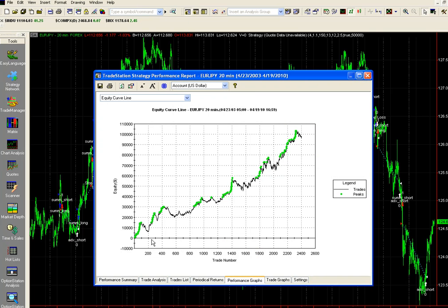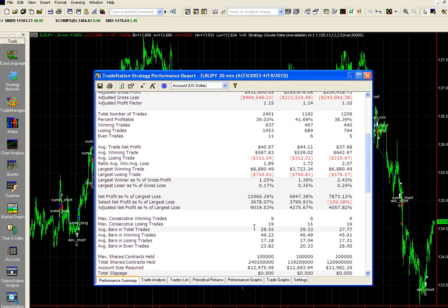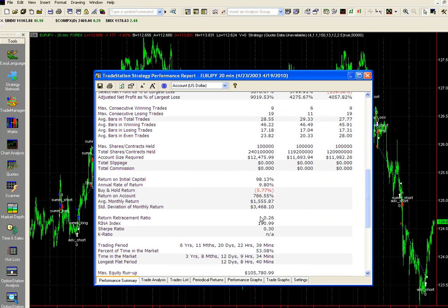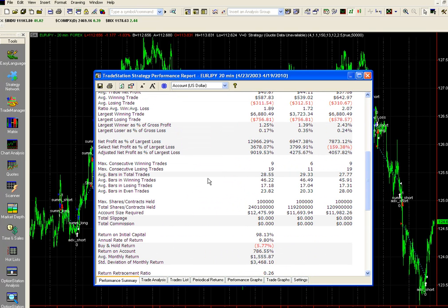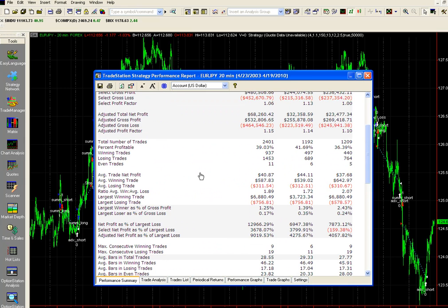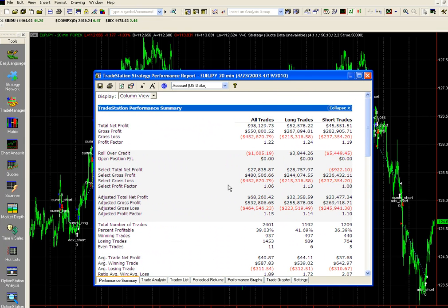It still doesn't look that great to me. More than enough trades. We've got 2,400 trades here, which tells me with a $100,000 profit that it's not going to be nearly enough for average trade net profit because I haven't added anything for slippage and commissions. So this would be just a little better than a break-even strategy. It's not really worth the trouble or the risk.